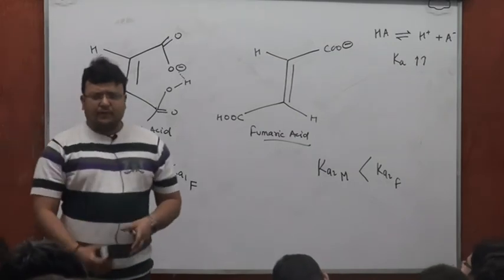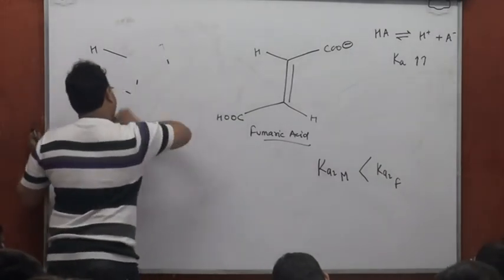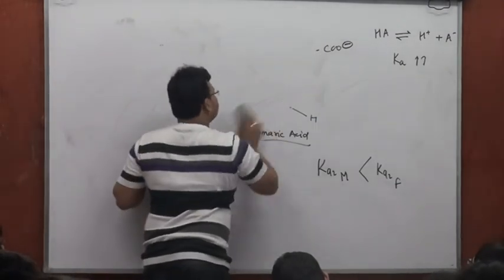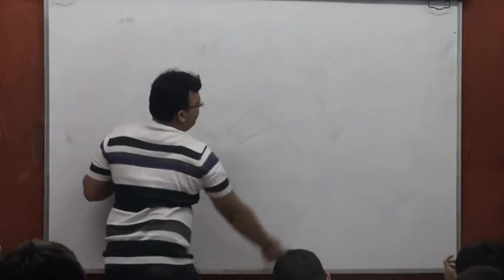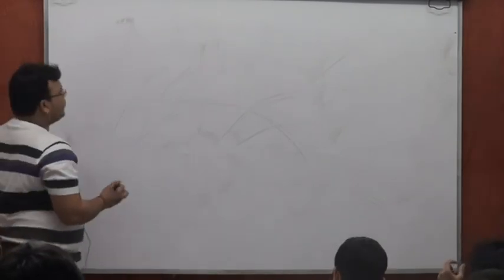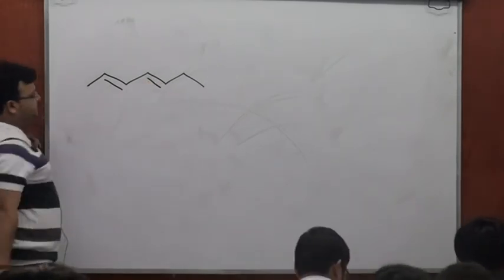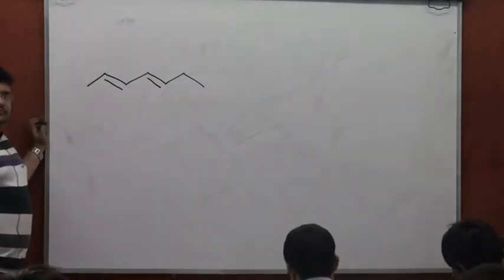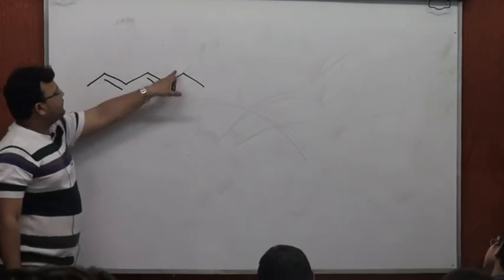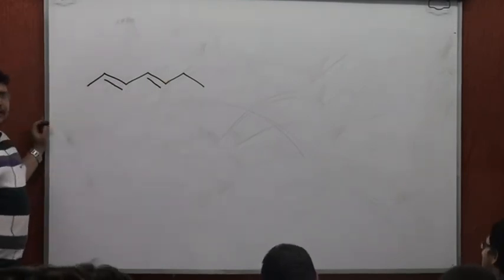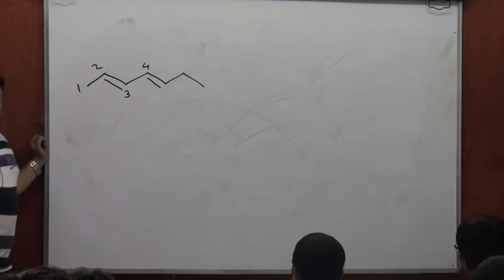There could be more than one pi bond in the molecule. You understand? There could be more than one pi bond. In the sense, it could be a diene. Now in case of a diene, suppose I draw a structure like this. One, two, three, four, five, six, seven. I'm going to call this 1,4-heptadiene. Really, I'm not very interested in naming this molecule right now.